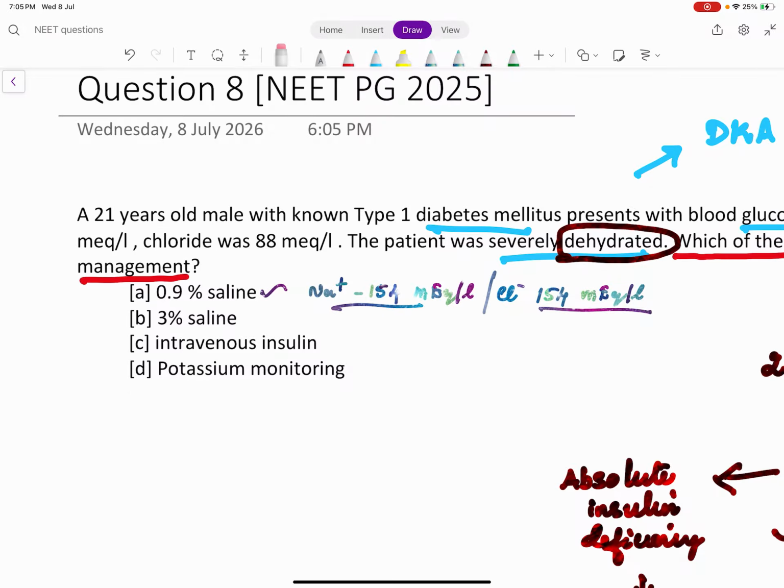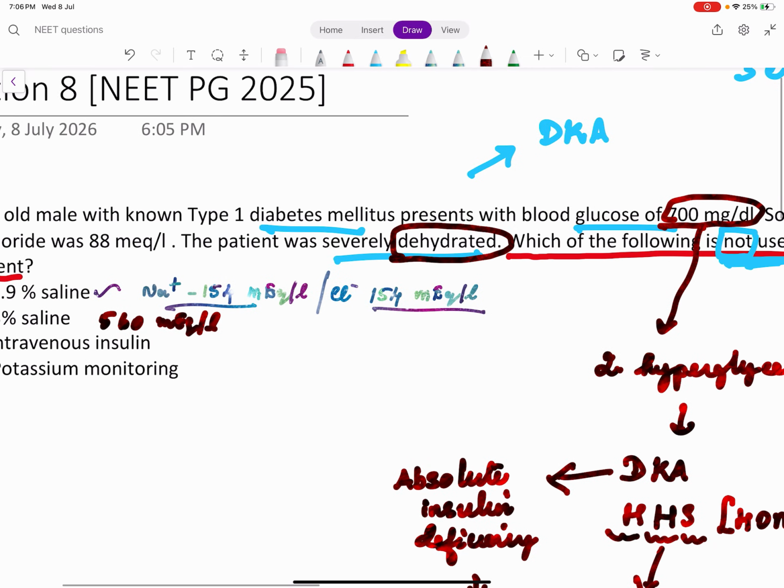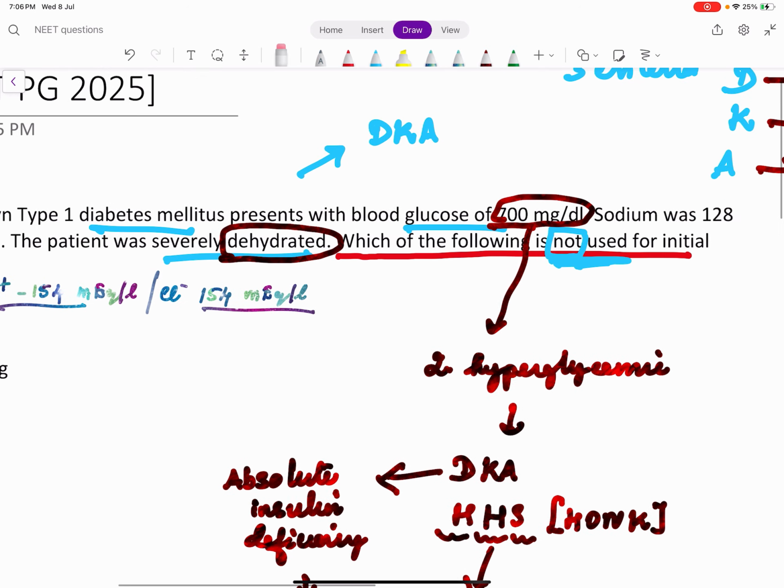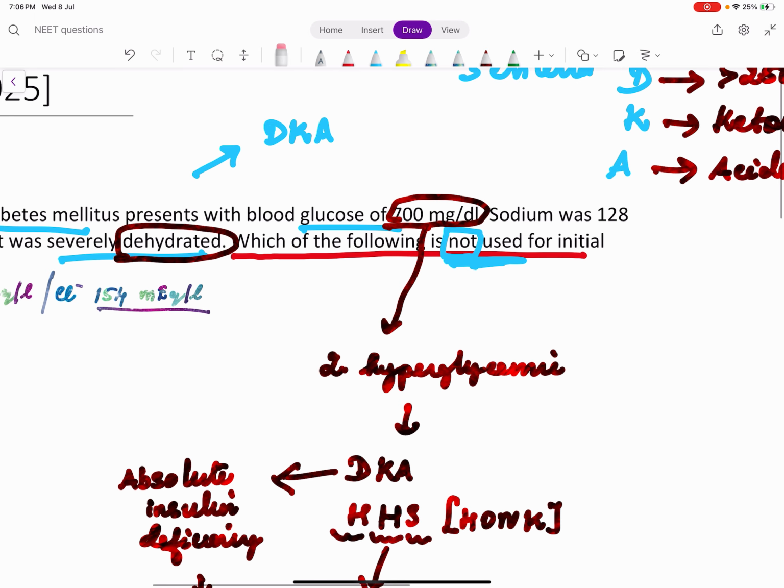So the first option is used. Next, 3% saline. 3% saline is actually 3 times normal saline, I think it contains around 560 milliequivalents per liter of sodium. It is not the initial fluid choice. In the last question we discussed 3% saline is used only in case of severe hyponatremia. In this case, sodium is only 128. It is just a mild to moderate hyponatremia which does not need 3% saline.